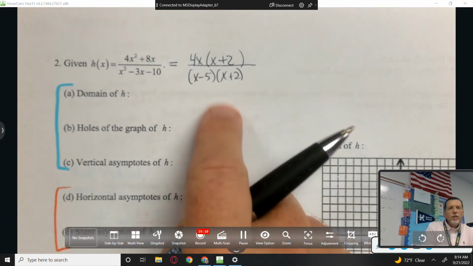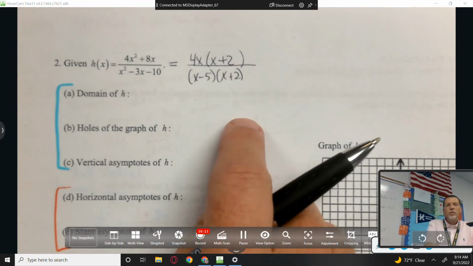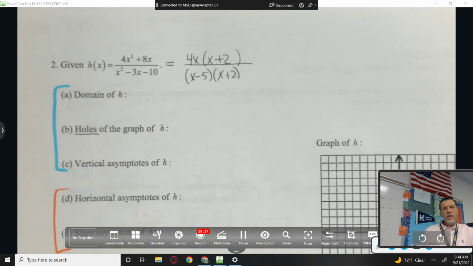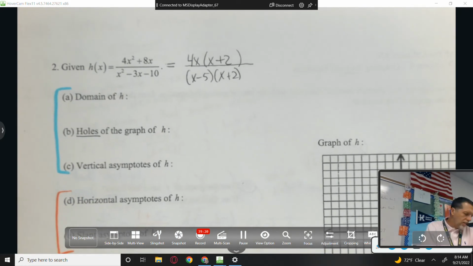Be careful. You probably immediately recognize that the x plus 2's will cancel. But let's not cancel them until we get to the holes question. Otherwise, we may lose track of things.